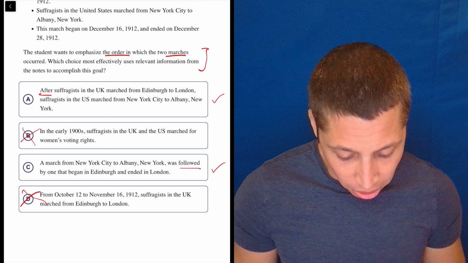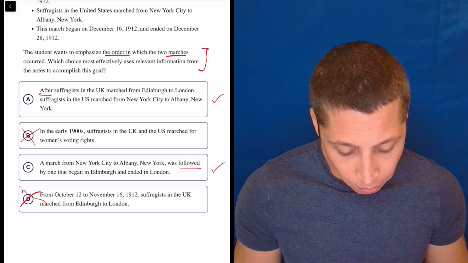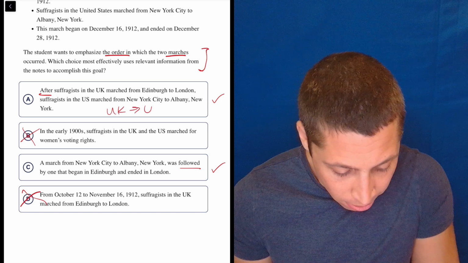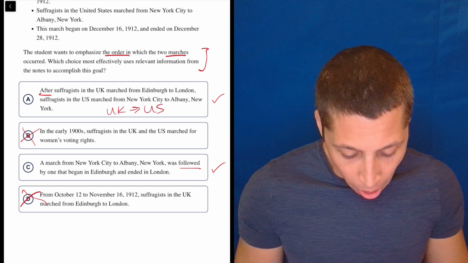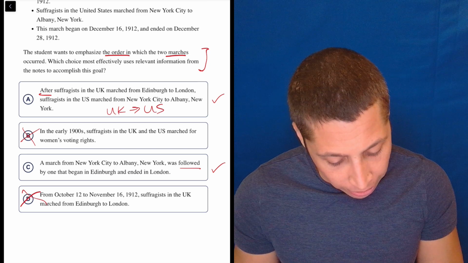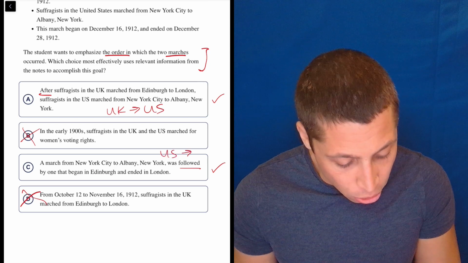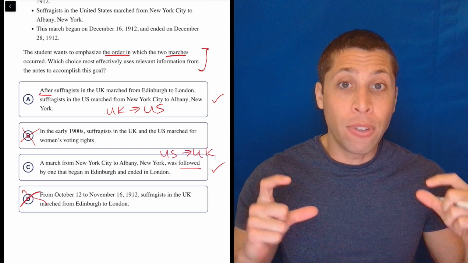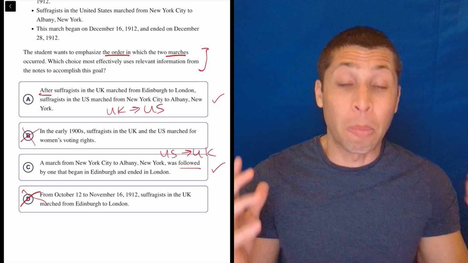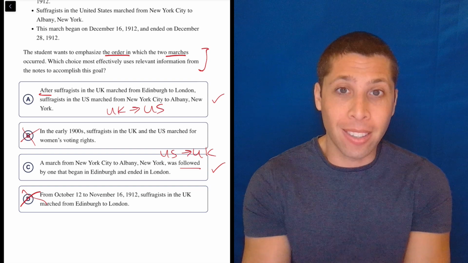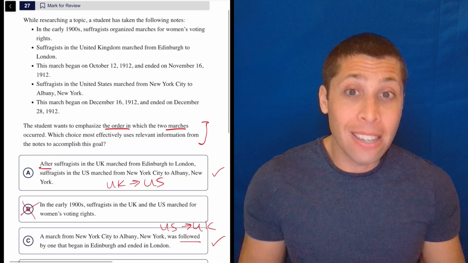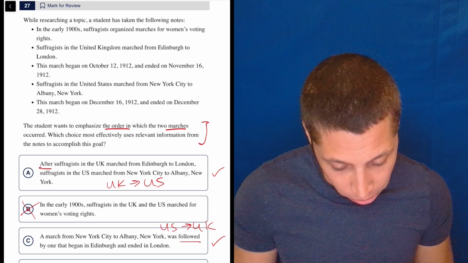So A: after suffragists in the UK marched from Edinburgh to London, suffragists in the US marched from New York City to Albany. So this is UK, then US. What does choice C say? A march from New York City to Albany, New York was followed by one that began in Edinburgh and ended in London. So this is US to UK. So notice, I have different answers to the question, right? Not just different answers like A and C are different answers, but they're giving me different facts about the order. This is the rare case where I go to the bullet points, but that's okay, because now I'm going there with a purpose. I'm looking for the order of things.